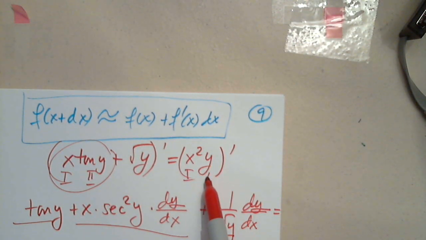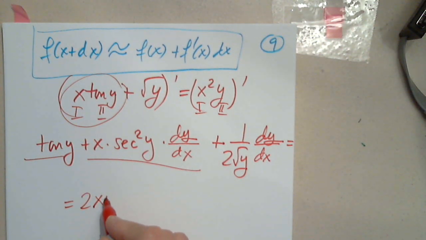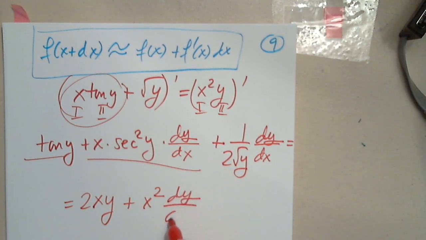And now again we have function 1 and function 2. 2x times y plus x squared times dy over dx. Let's stop for a second and see if we have any questions.